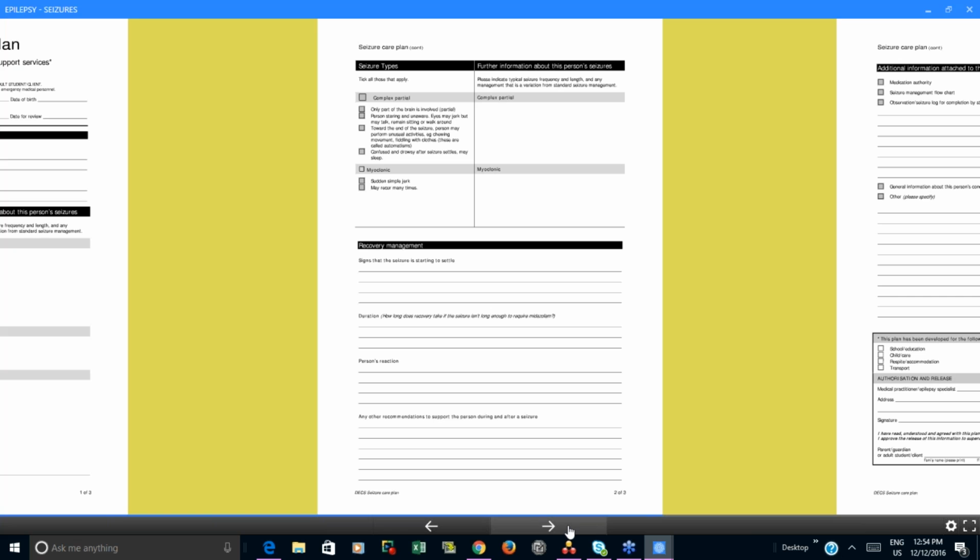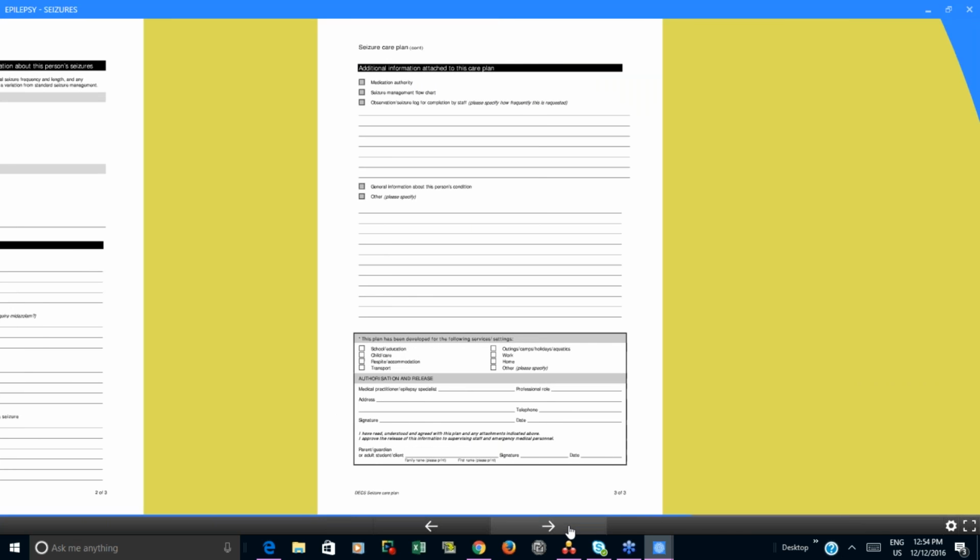The person's reaction is also important. Often somebody who comes out of a seizure might be confused, and then that can result in them perhaps being a little bit aggressive or confused, and it's really important that people understand how to support somebody in recovery.